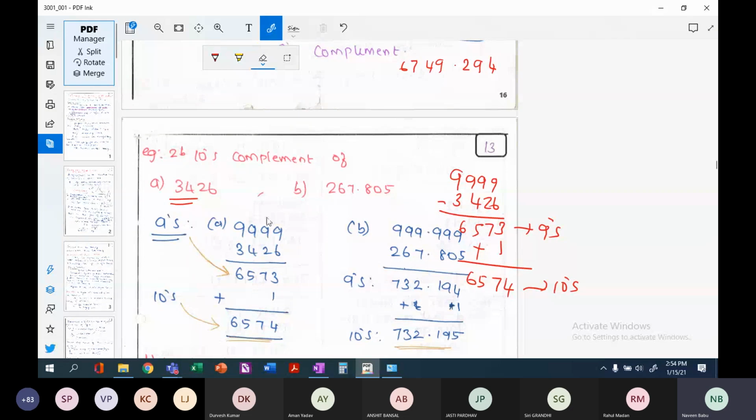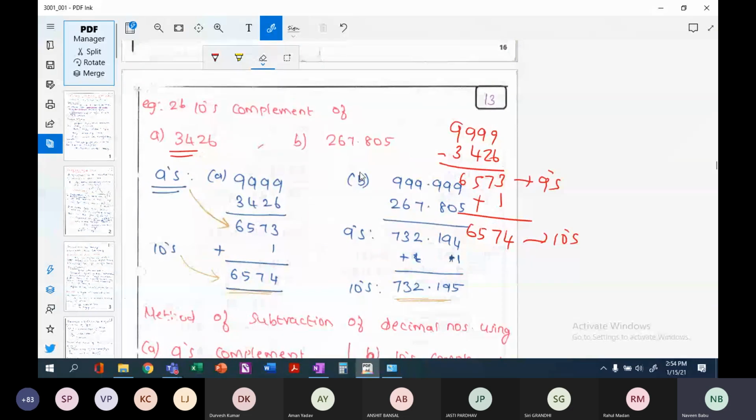Take one more example here. What is the 10's complement of 267.805? First take the 9's complement, 999.999 minus 267.805. 9 minus 5 is 4, 9 minus 0 is 9, 9 minus 8 is 1, 9 minus 7 is 2, 9 minus 6 is 3, 9 minus 2 is 7. And then add 1 to it, and what you get is 732.195. So this is your 10's complement.